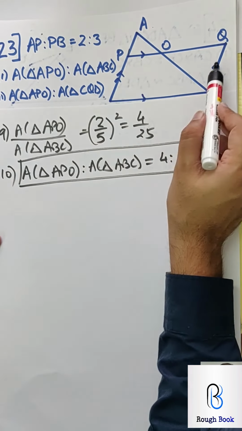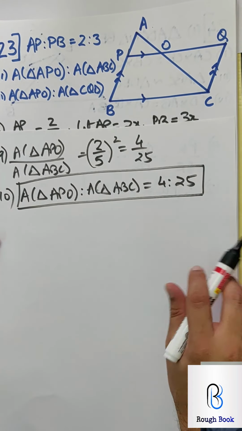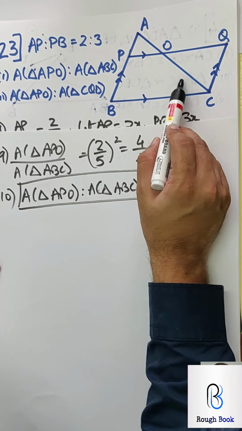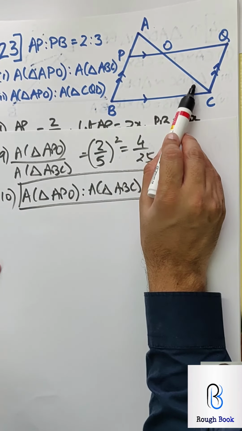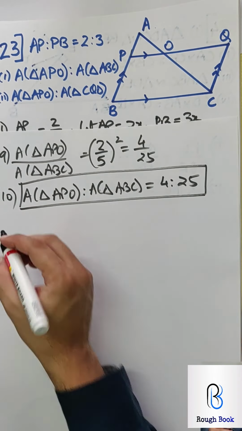Now for the second part, APO and CQD. So CQD is here. These two triangles' areas. So you should know at least one side. So the only side that you can get is AO and CO. So AO upon CO will be AP upon PB by BPT. So first find that out.